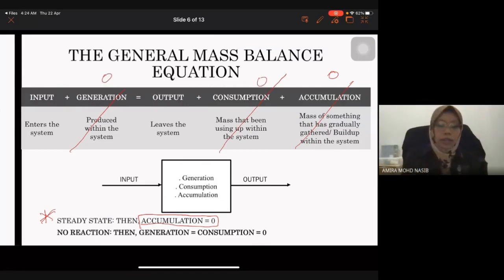So these are the rules you need to remember when encountering any problems or questions. For a steady state problem, accumulation equals 0. If no reaction occurs in the system, then automatically generation and consumption also become 0. Then you are left with input equals output. So you should remember this.